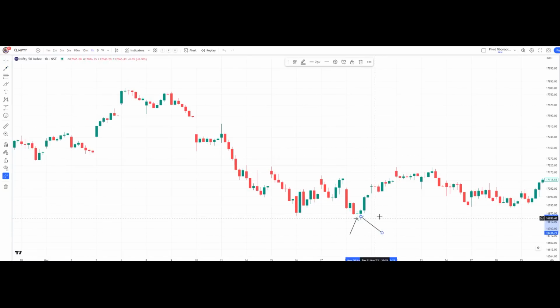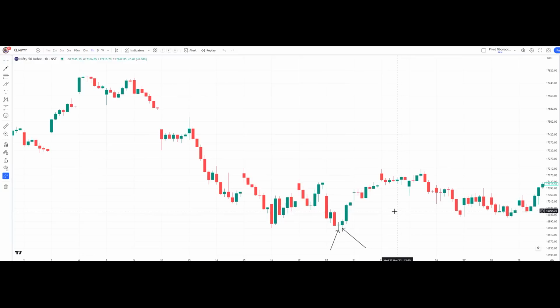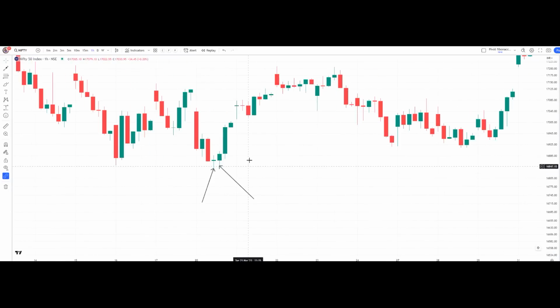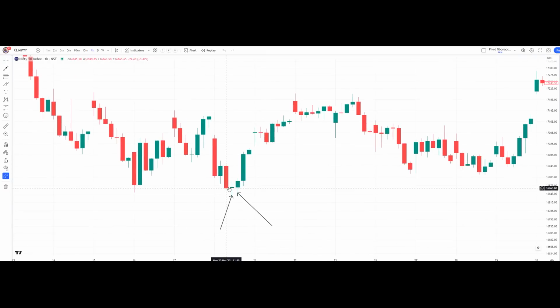Okay. So what are the conditions if you are looking for the trend change? The second candle should close above the first candle's high. So this is the second candle. So the second candle gave a close above the first candle's high. This green candle's high is 16,886. Okay, and the second candle's high is 16,900. So the second candle's high is greater than the first candle's high. So that condition is met. So this is the trend change.